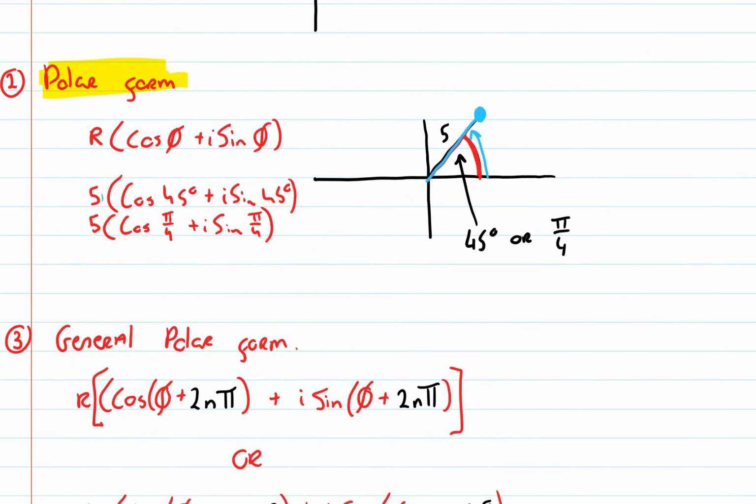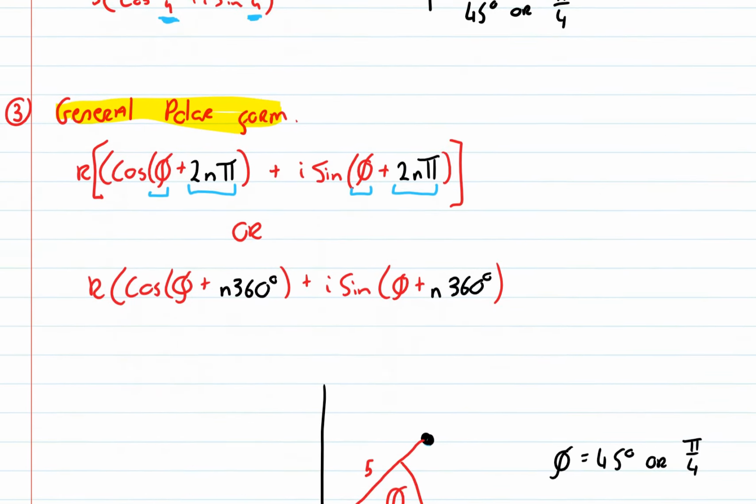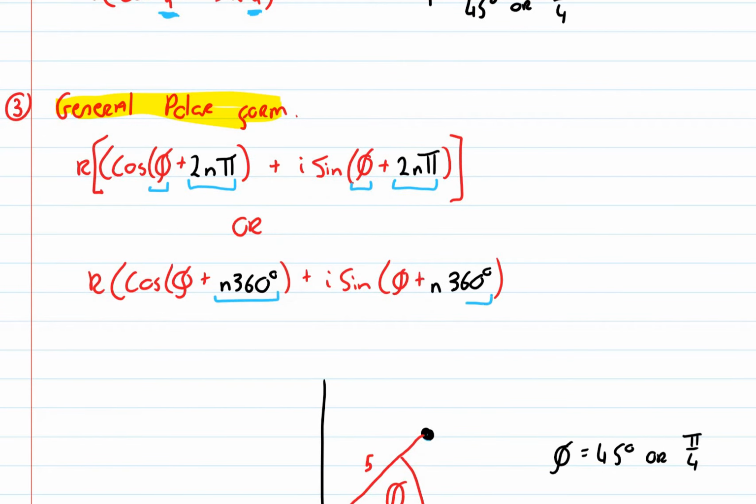So in this case, I will put 5 in for my radius, and theta would be 45 degrees. So it's 5 multiplied by cos 45 degrees plus i sine 45 degrees. If I want to talk about it in radians, it's 5 cos pi over 4 plus i sine pi over 4. That's in polar form. In general polar form, it's very much like polar form, except if you notice, instead of writing in just theta here, we add 2n pi, or if we're looking at it in degrees, we add n 360 degrees to theta.